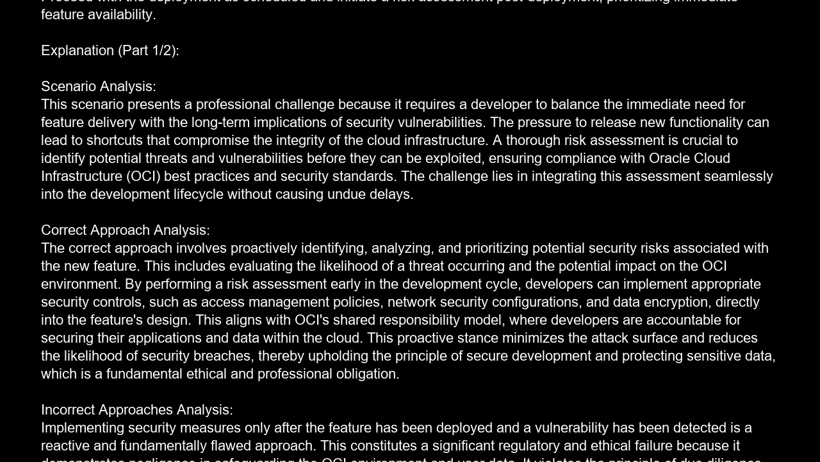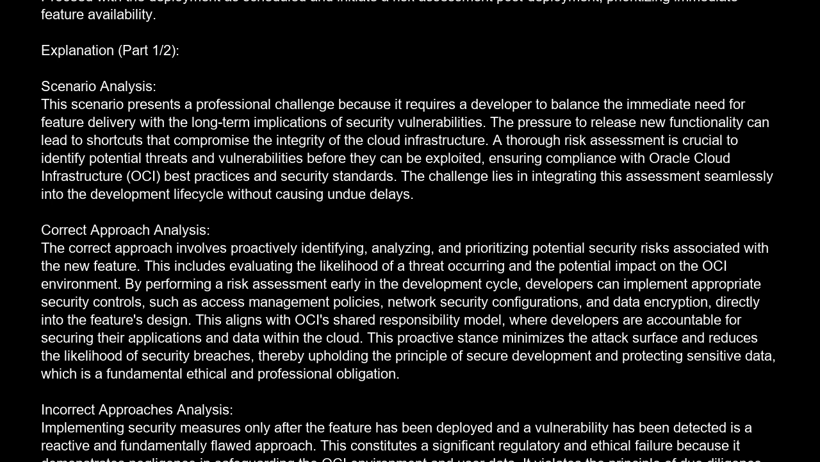The pressure to release new functionality can lead to shortcuts that compromise the integrity of the cloud infrastructure. A thorough risk assessment is crucial to identify potential threats and vulnerabilities before they can be exploited, ensuring compliance with Oracle Cloud Infrastructure, OCI, best practices and security standards. The challenge lies in integrating this assessment seamlessly into the development lifecycle without causing undue delays.